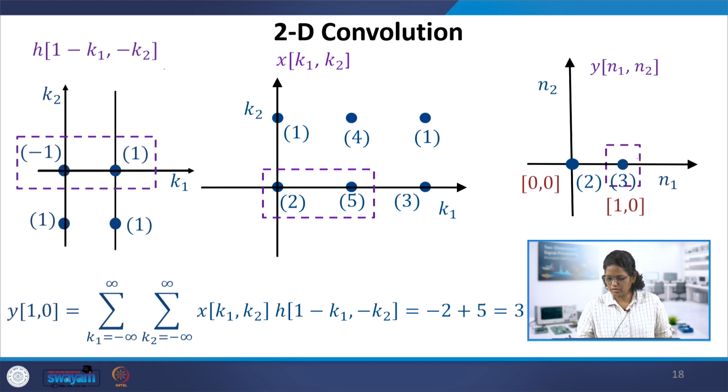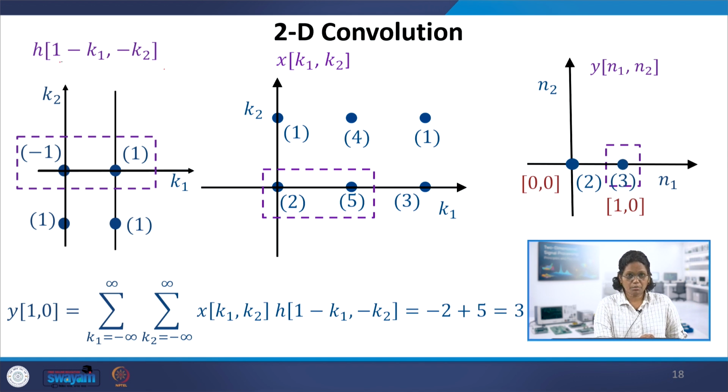So the second point, y of n1 comma n2, that is y of 1 comma 0, is obtained in this fashion. What we did is take h of minus k1 and minus k2 and shift it in one direction, that is the k1 direction. Okay.